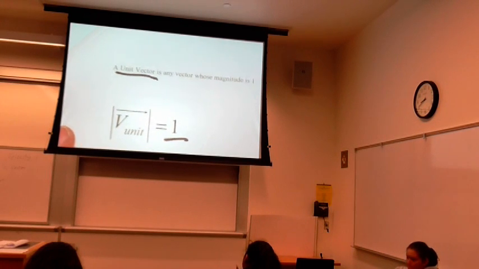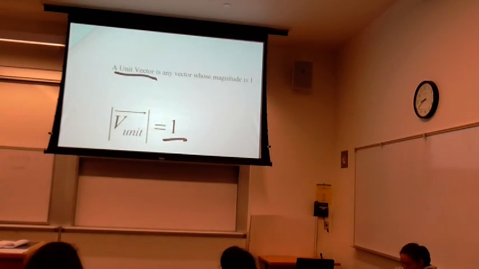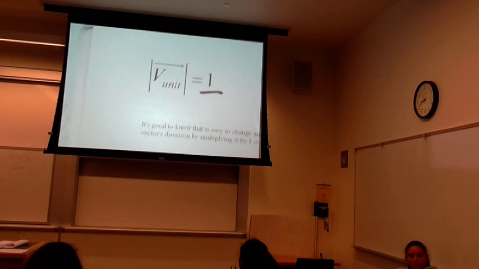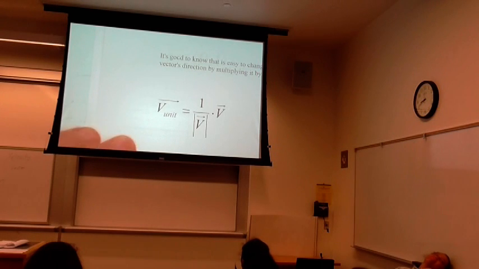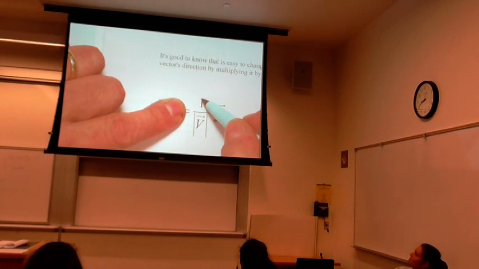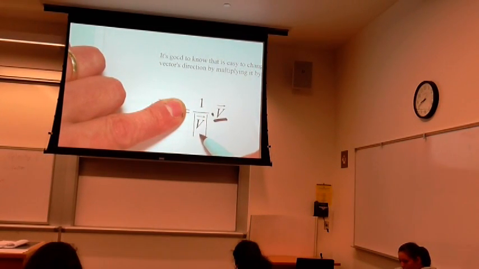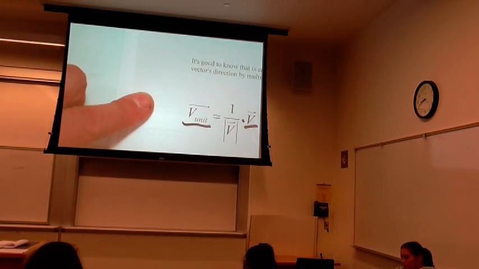That's pretty straightforward. It's nice to know that if you have a vector and you want to find a unit vector in that direction, there's a really easy way to do it. If you take a vector v and multiply it by 1 over its magnitude, that's what this is, right? 1 over the magnitude of v. This is just a number, right? This is like the k. You get a vector in the same direction, but it's a unit vector now.